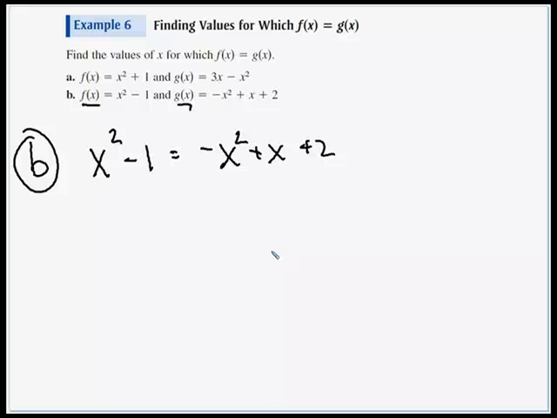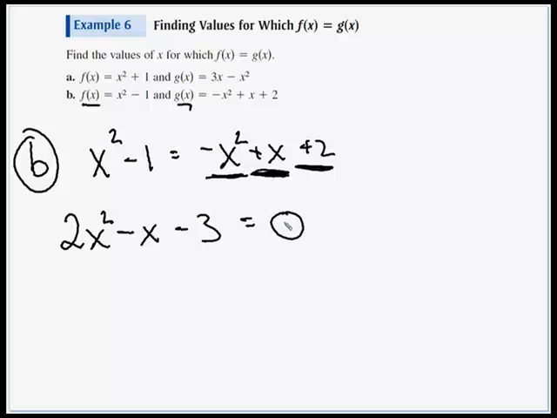All right, let's get everything, I prefer to put everything on the left here. So let's add an x squared. This becomes a 2x squared. There is no x term over here, but we can subtract x from both sides, and now we have a minus x. And then we subtract the 2 out of here. -1 minus 2 more is -3. And that's equal to 0.